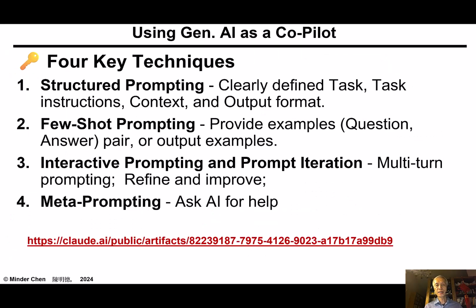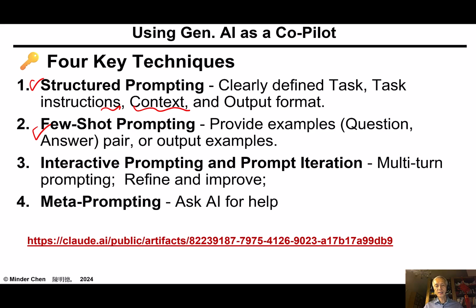Okay, let's say co-pilot. This overlaps a little with what we have covered, but to reinforce the concept, some I would skip because we already mentioned, such as few-shot prompting. When we use generative AI as a co-pilot, we need one technique. It's called structured prompting, where you define your task, give detailed instruction of the task, provide the context or background, and then specify what kind of output or output format you expect. We can use few-shot prompting, which we mentioned.